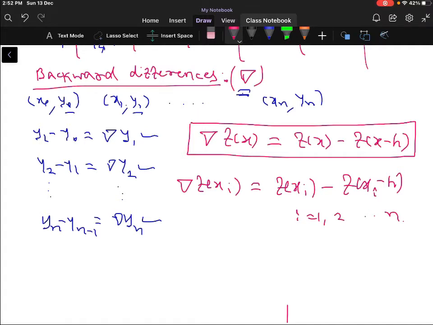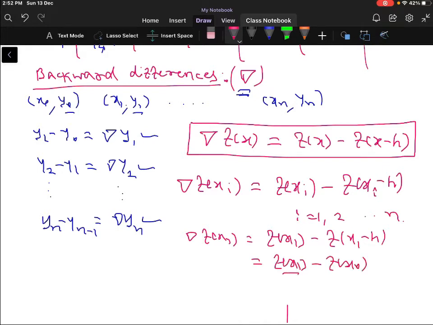When i is equal to 1, that is, nabla of f of x1 is equal to f of x1 minus f of x1 minus h. x1 minus h goes to the previous value of x1, that is x0. So that is equal to f of x1 minus f of x0, where f of x1 is y1 and f of x0 is y0, that is nabla y1, or we can write nabla of f of x1.